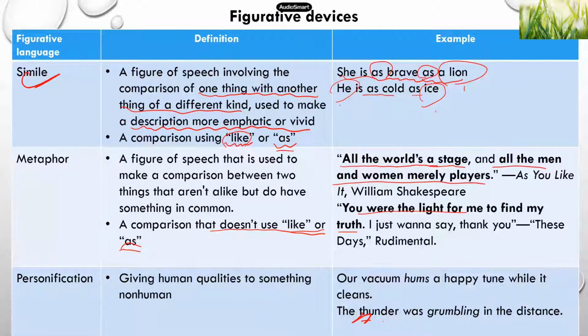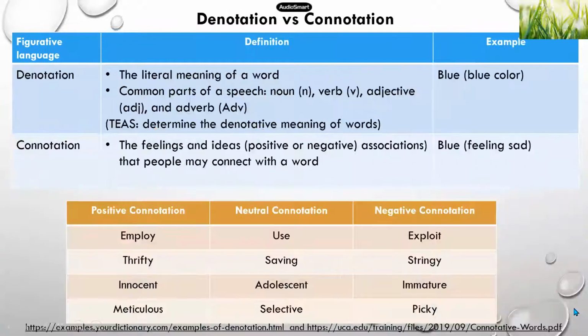And the next one, the thunder was grumbling in the distance. Now, thunders cannot grumble, right? Only humans can. That's a human quality. So it's giving this human quality to the thunder. So it's personification. All right, now on this slide, we're going to compare denotation and connotation.